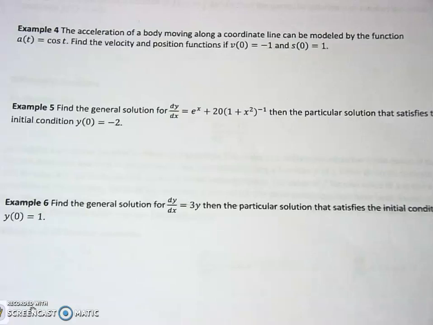The acceleration of a body moving along a coordinate line can be modeled by the function a of t equals cosine t. Find the velocity and position function if v of 0 equals -1 and s of 0 equals 1.